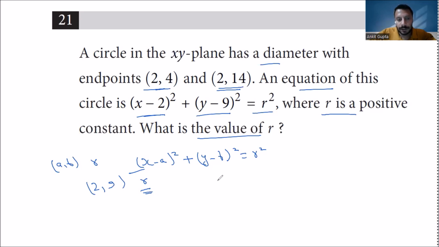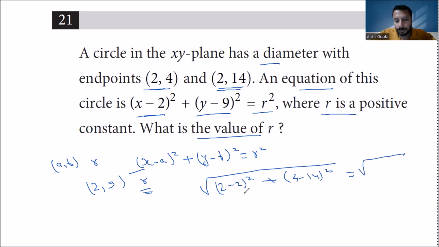Now the two endpoints of the diameter are given to us. So we can find the distance between the 2 points to get the length of the diameter using the formula square root of difference between the x coordinate, square of that, plus square of difference between the y coordinate. So this will become square root of 2 minus 2 is 0, plus 4 minus 14 whole square will become 10 square. So that means this will become square root of 10 square, which is 10. And radius will be half of the diameter, so 10 by 2, which is equal to 5. So the value of r, which is the radius, will be equal to 5.